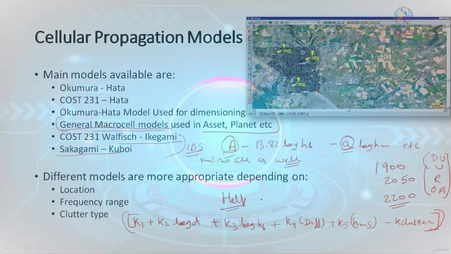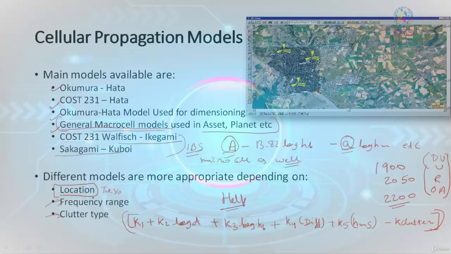Now, these different types of propagation model, what are the major differences between the two? The major differences are the location of these models. Some of them were tuned in Tokyo, another one was tuned in Dubai, somewhere else. Then it also depends on the frequency range, and it also depends upon the clutter type that we are using. Which clutter type you are using also impacts that.